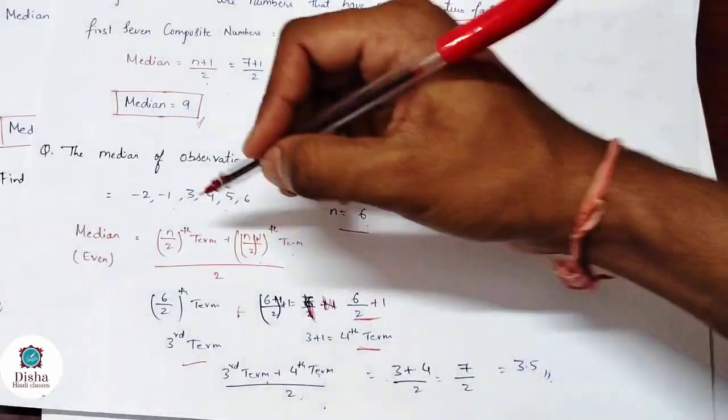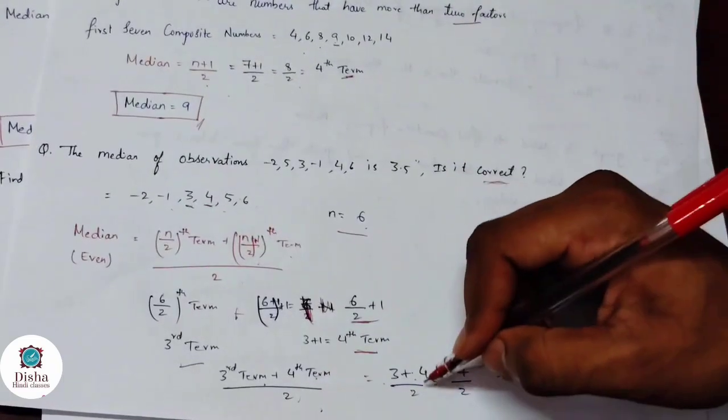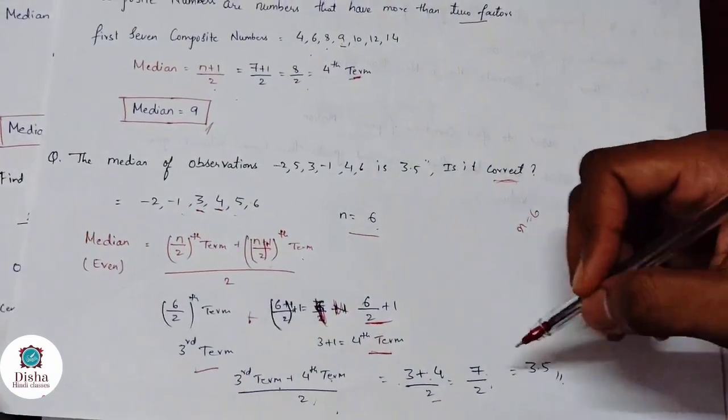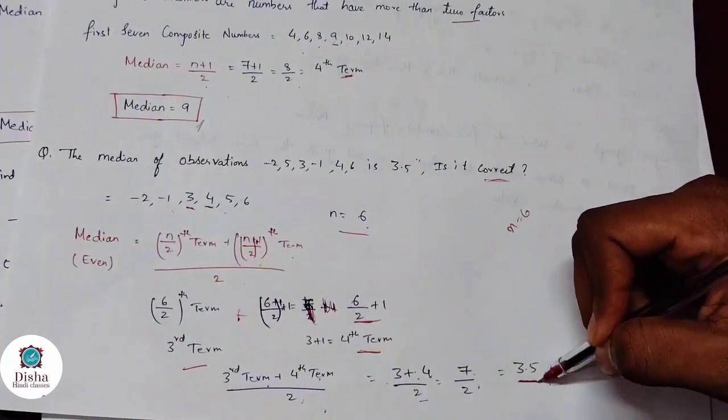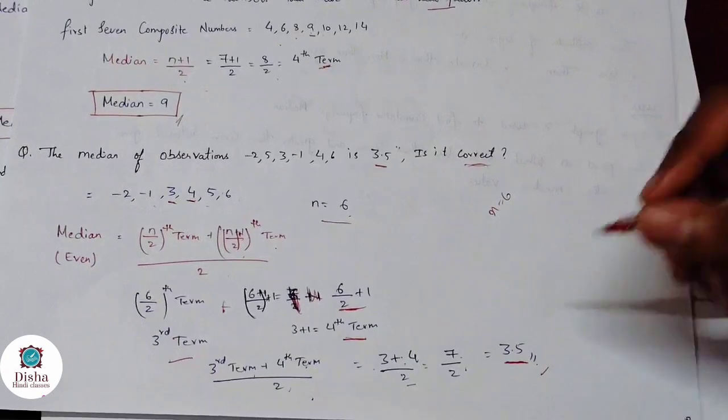That will be equal to, what is the third term here? 3. What is the fourth term? 4. So 3 plus 4 divided by 2, that will be equal to 7 by 2. And we get 3.5 as the median. So what is given is 3.5. So it is correct.